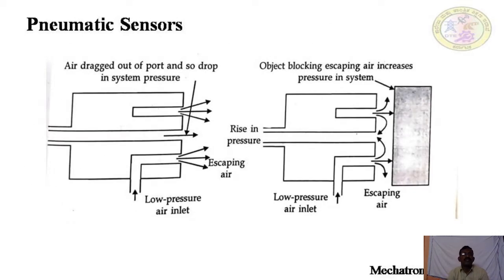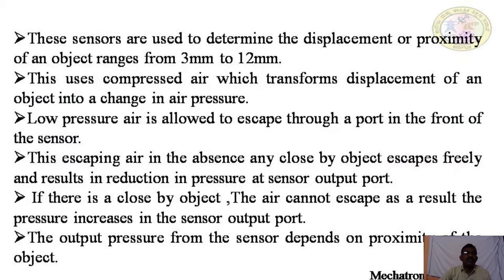The next important sensor is a pneumatic sensor. The main purpose of using this pneumatic sensor is to determine the displacement or proximity of an object. The range is from 3 mm to 12 mm.